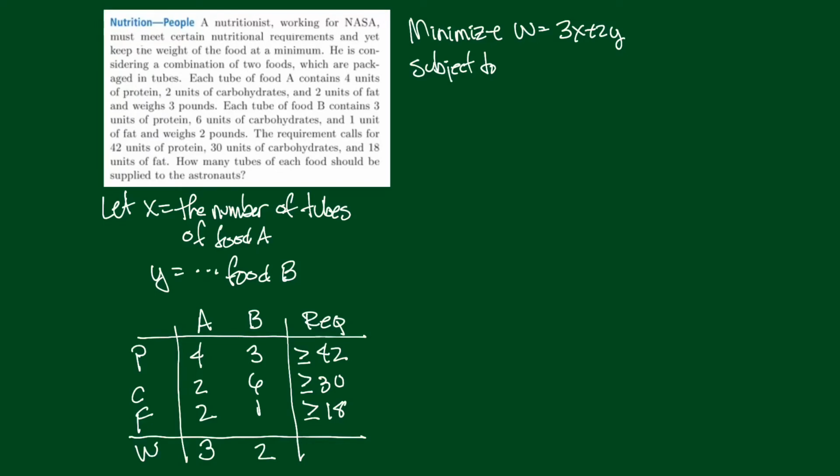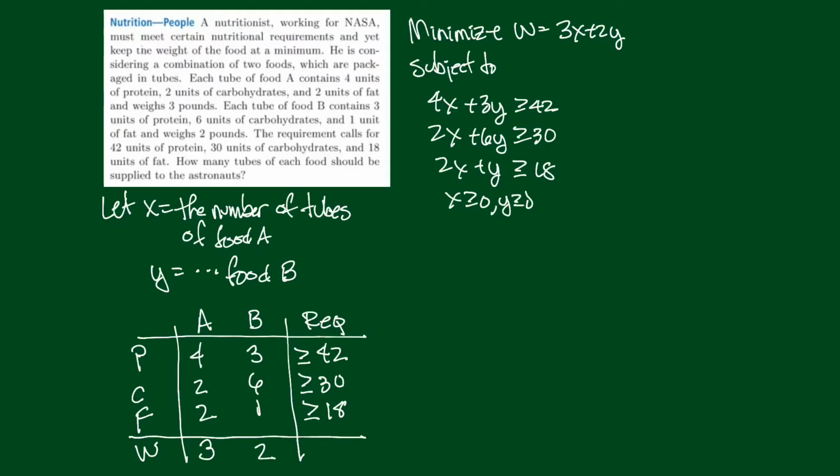Now I've got 3 constraints. I've got 4X plus 3Y is greater than or equal to 42. I've got 2X plus 6Y is greater than or equal to 30. And I've got 2X plus Y is greater than or equal to 18. And of course, X is greater than or equal to 0, Y greater than or equal to 0. So all of this is the LP, the linear program. When you're asked to write a linear program, you want to write maximize or minimize some function subject to, and then you write the constraints.